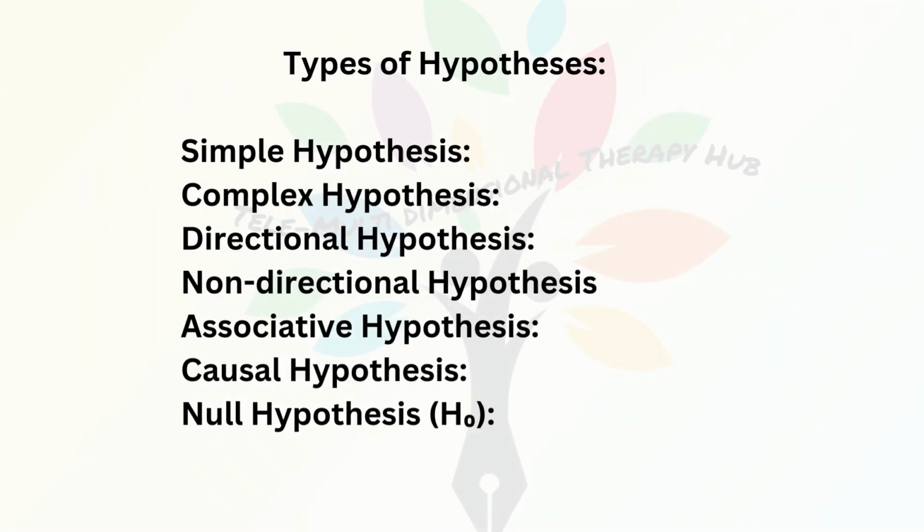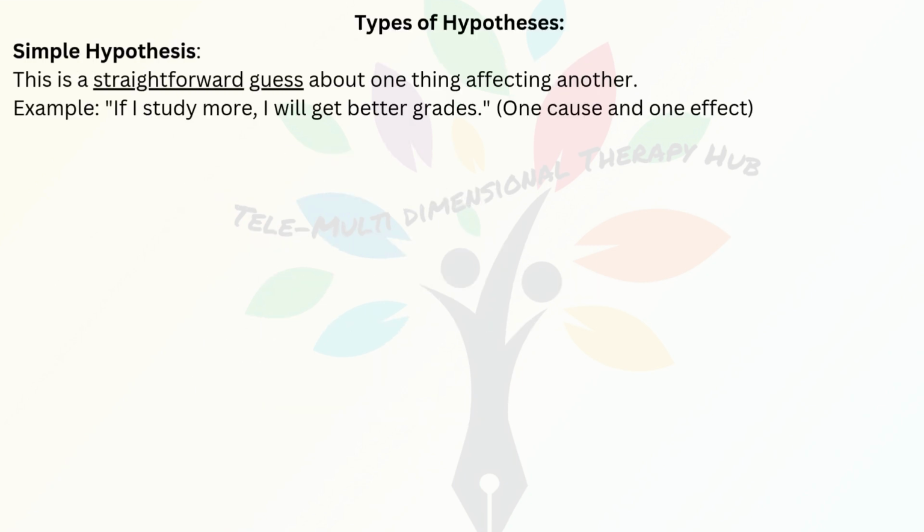The next is types of hypothesis: simple hypothesis, complex, directional, non-directional, associative, causal hypothesis, and null hypothesis. So let's see each of them briefly. Simple hypothesis, this is a straightforward guess about one thing affecting another. Example, if I study more, I will get better results. A simple hypothesis means it's an easy guess about how one thing causes another. For example, this one shows one cause and one effect.